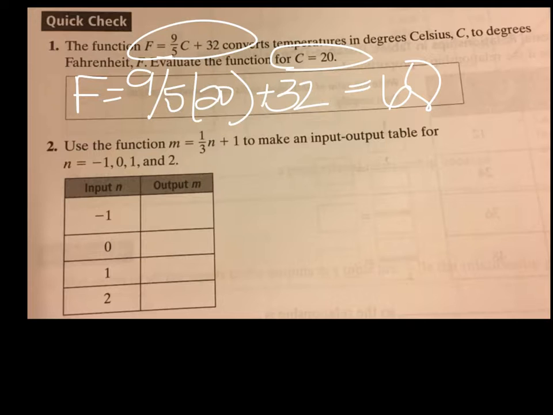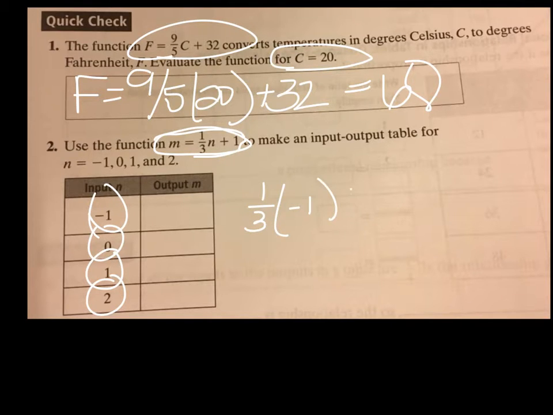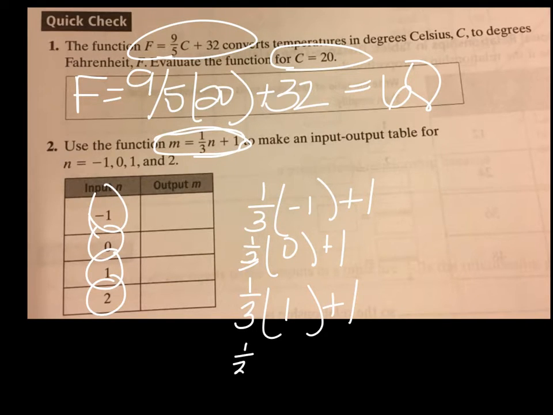Okay, on the bottom on number 2, it gives me an equation. It gives me the values that it wants me to use. So I'm going to substitute in each time. 1/3 n is -1 plus 1. 1/3 0 plus 1. 1/3 1 plus 1. 1/3 2 plus 1.